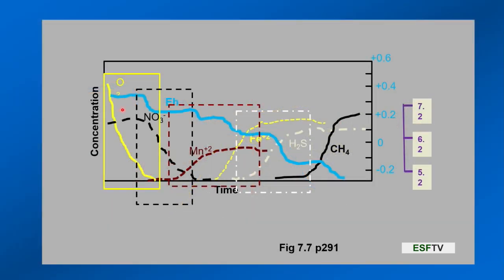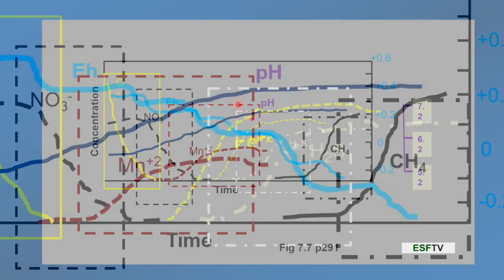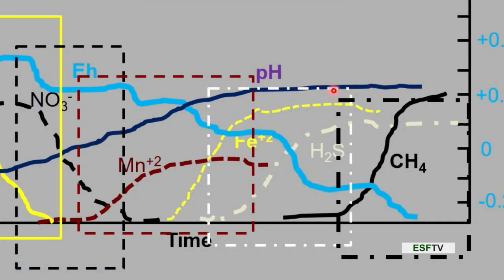So we start out with oxygen, we get rid of that, nitrate is accepting electrons, then manganese and iron are accepting electrons, then sulfur, and we're getting progressively lower and lower EH, more and more reduced. And there's the picture from figure 7.7 on page 291. Meanwhile, the pH over here is changing, and so they've got the pH actually rising in these systems. There it is, the pH, as you get more and more anaerobic, starts to go up, more and more reduced. Kind of interesting.